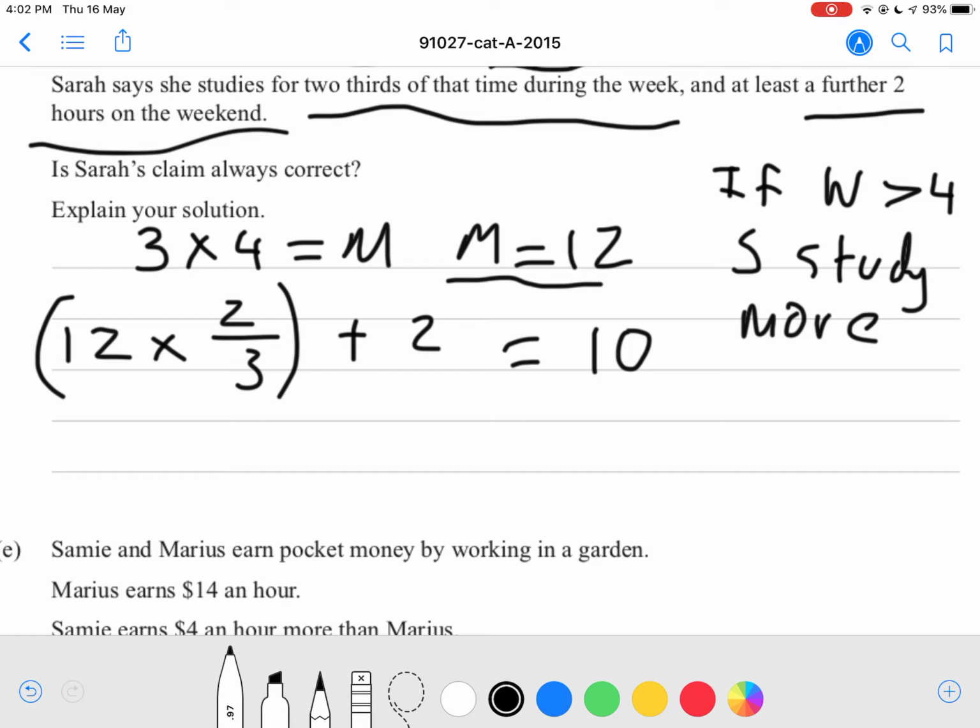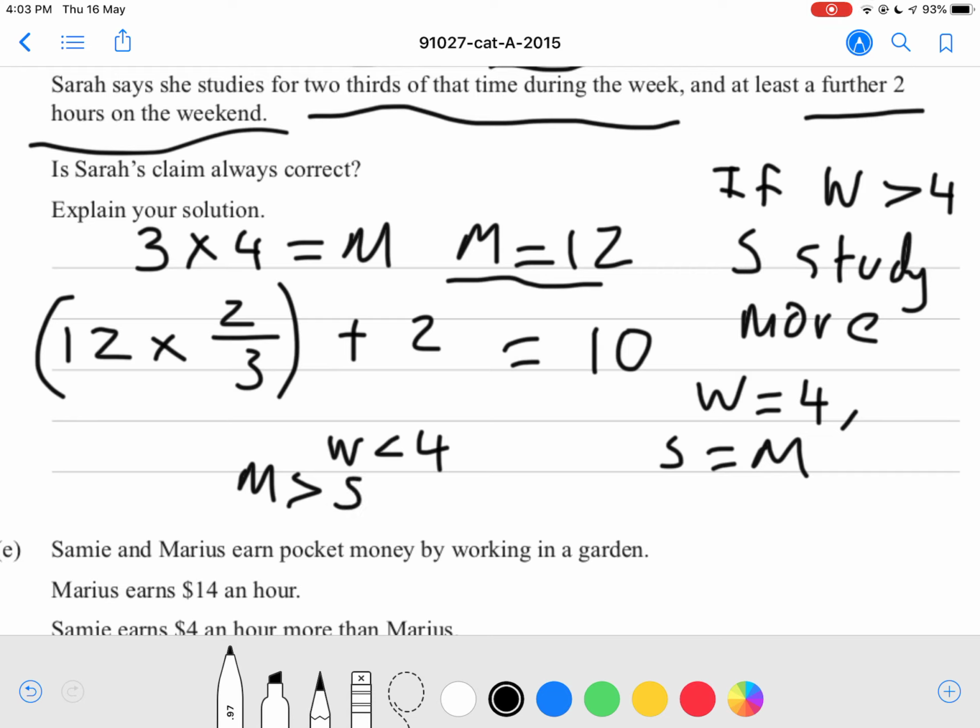Okay, so if W equals 4, so if Sarah studies for 4 hours on the weekend, then S equals M, so they have the same amount of hours. And if Sarah studies between 2 and 4 hours, so just less than 4 hours, so if W is less than 4, then therefore M would be greater than S.